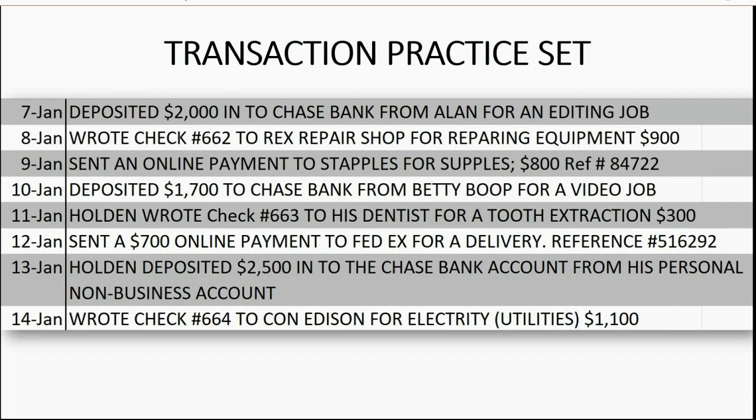Now here are the practice transactions that you need to record. Notice they're the exact same types of transactions that we learned so far in this course. There's only 7 of them, and they're the exact same type. So if you forget how to record one of these, you have to go back to the video that taught you about that transaction and review how to record it.